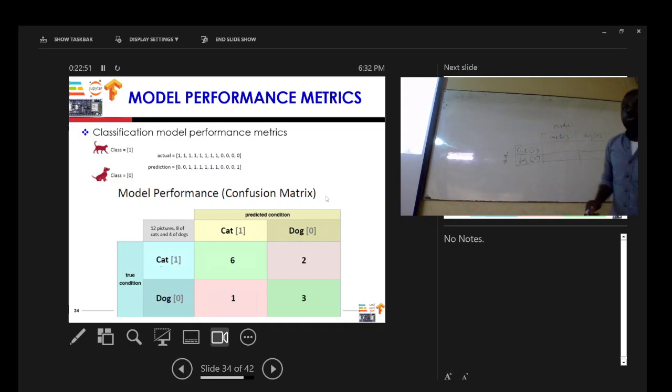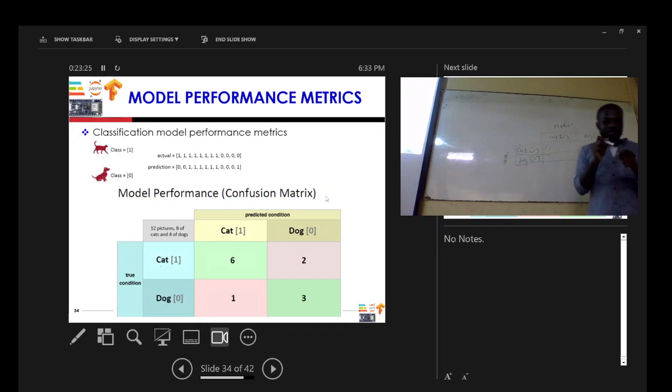So I start from the first one. My actual is one, it's a cat. It predicts a dog. So this is my actual, this is my prediction. So I come here, it's a cat, but it predicts a dog. So I put one here. The next is a cat. It predicts a dog. Put one here. The next is a cat. It predicts a cat. The next also a cat. It predicts a cat. You understand? So you go through all of them.